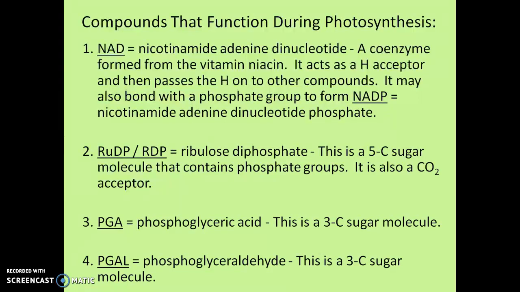RUDP or RDP, this is ribulose diphosphate. This is a 5-carbon sugar that we're going to use in stage 3 of photosynthesis. PGA stands for phosphoglyceric acid, and it's a 3-carbon sugar. And then PGAL is phosphoglyceraldehyde. As you can see, there's a reason why we use the abbreviations and we don't say the word fully out. They're kind of difficult to say sometimes.